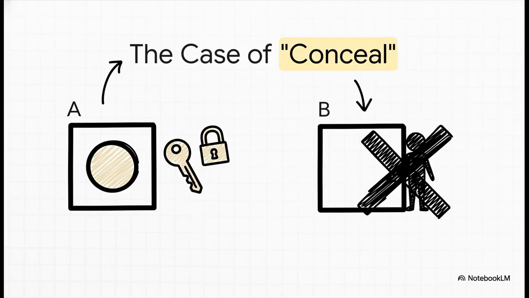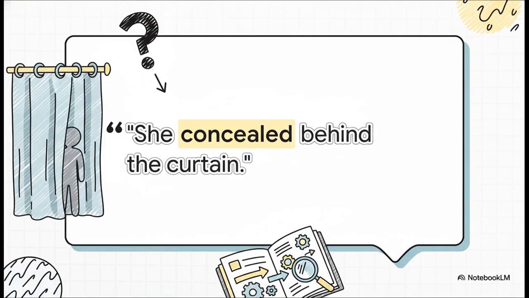Okay, our first case file zeroes in on just one vocabulary word, conceal. Seems simple enough, right? But as you're about to see, the details make all the difference. So a student comes up with this sentence, "She concealed behind the curtain." And you hear that and think, that sounds almost right, doesn't it? But nope, it's grammatically wrong. The real question is, why? Where did this specific mistake come from?